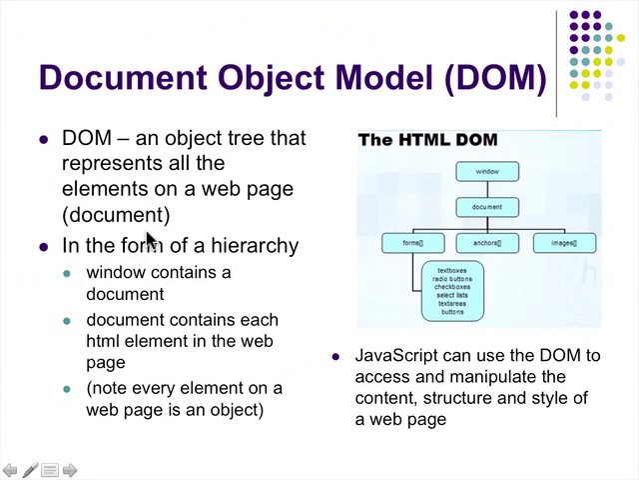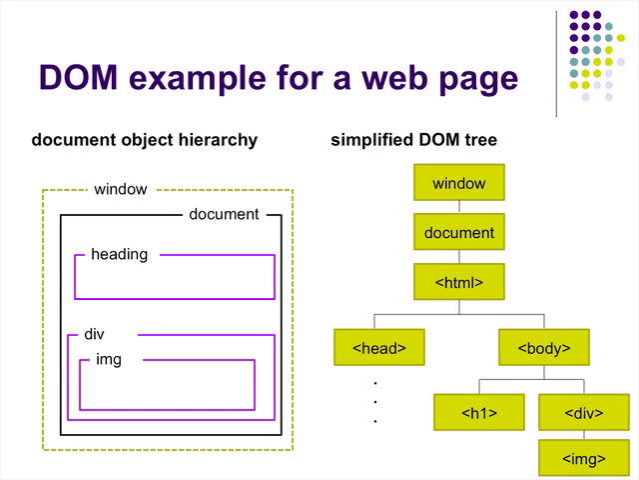So one way of thinking of the DOM is like a hierarchy, where window contains a document, the document contains the elements in the web page, and each element on that web page is also a document. We use JavaScript where we can manipulate the DOM to change content or change attributes. Another way of thinking of the DOM is that it's this hierarchy, or that it's like a tree. You can think of it either way you want.